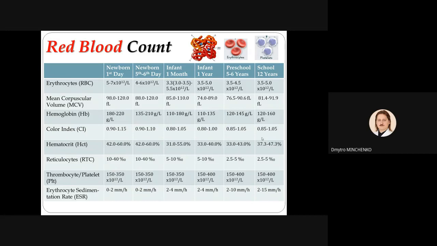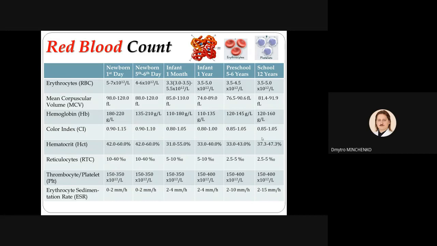Hemoglobin also begins very high, again, due to the fact that it's fetal hemoglobin that's being measured, and as it's being replaced by alpha, the numbers tend to drop. Color index, we'll take a look at how that's calculated in a moment, shows the relationship between hemoglobin and erythrocytes. Other parameters besides color index do also exist.